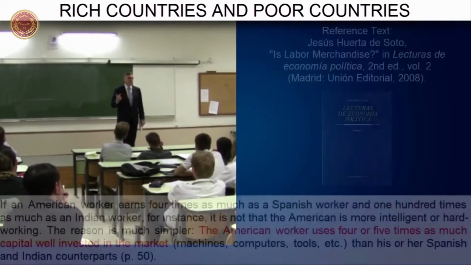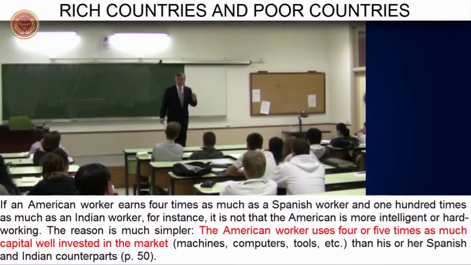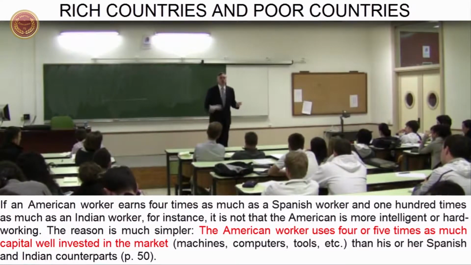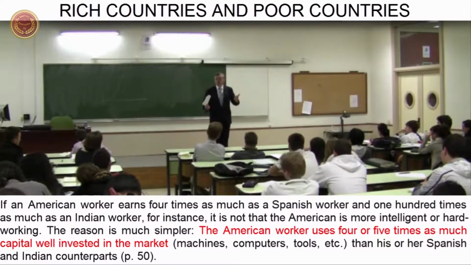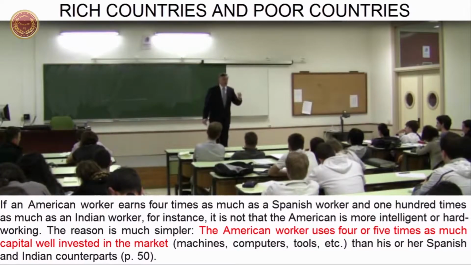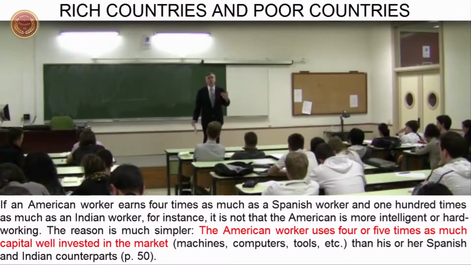The American worker, or the Swiss, the European, is much more productive than the Indian because the former has at his disposal well-invested capital: machines, tools, tractors, etc. We have shown that each worker tends to be paid the value of his contribution to the production process. And since the American worker is far more productive than the Chinese or Indian worker, because the American has many more machines, he earns 100 times what the Chinese or Indian worker earns.